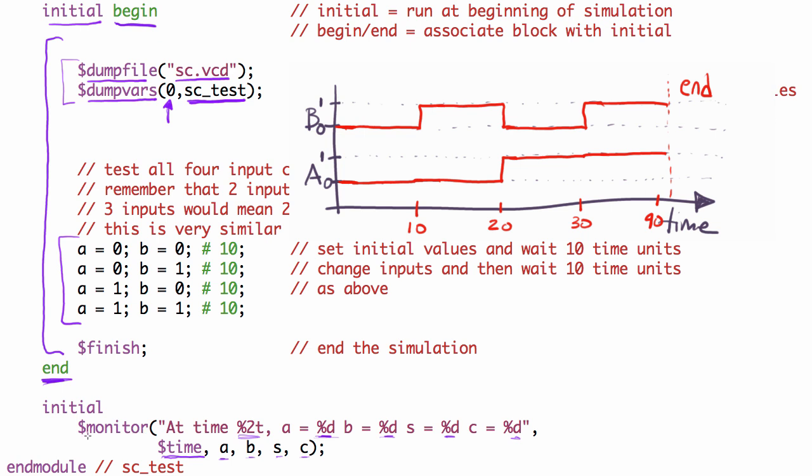But it's not a print statement, it's a monitor statement. As I said, a monitor is a special kind of print statement. This monitor statement will fire anytime any of my variables A, B, S, and C change. So anytime any of those change, we'll print out their current values and the current time. And this is the end of my test bench.